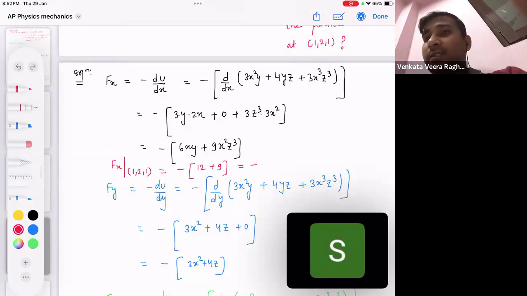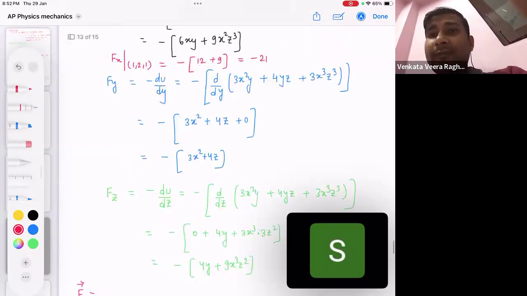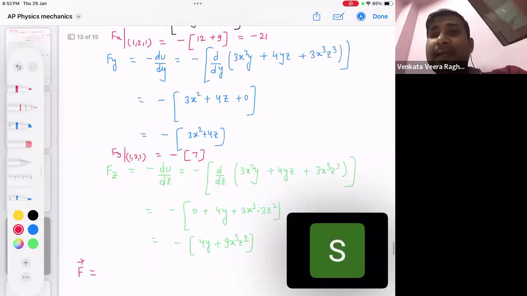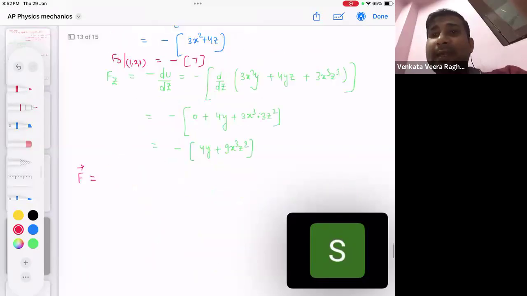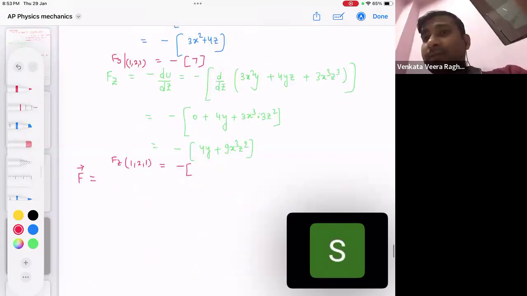Minus 21, we got it. Again for y, where I have to calculate 1, 2, 1. So minus x equal to 1 to 3, 4 into 1 to 7 it will come, right? 3 plus 4. And the same thing you can do for the z. Into 2, 8 plus 9, right?